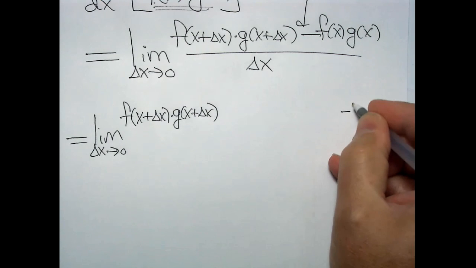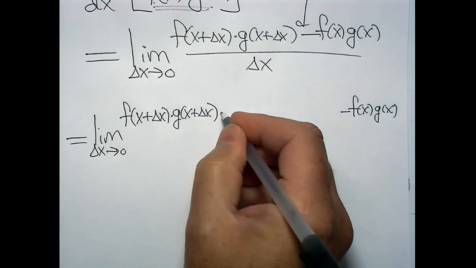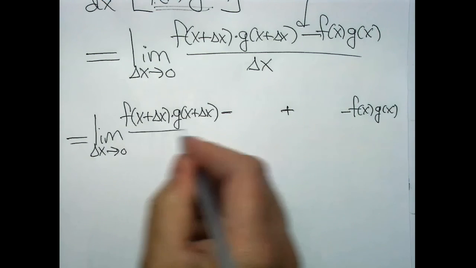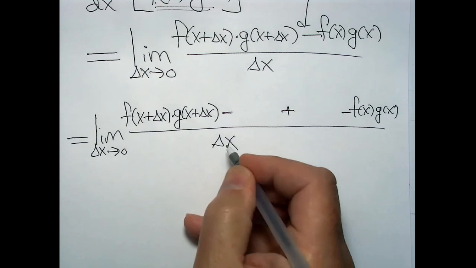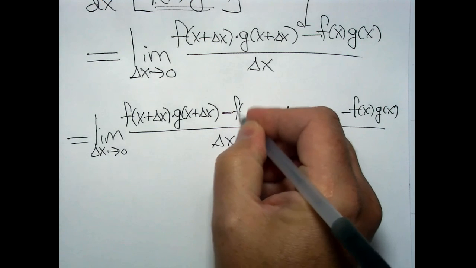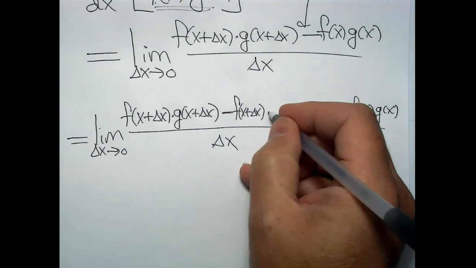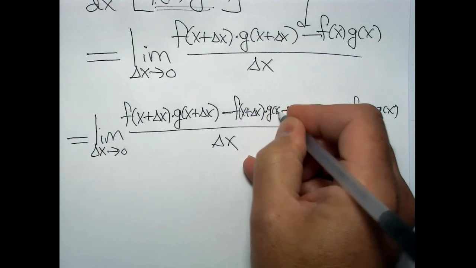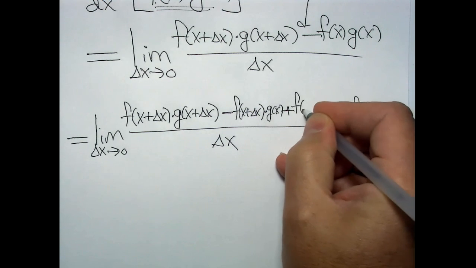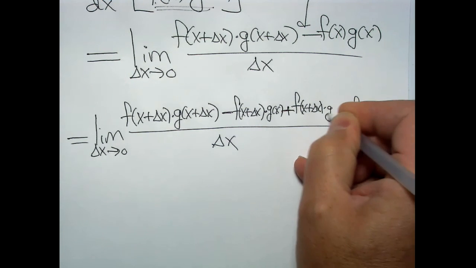And so this will be way in the back here. So let's subtract and add some quantity that will help us figure this thing out. Now the quantity that I'm going to add and subtract actually is going to be f of x plus delta x times g of x. And if I'm subtracting it, I'm going to have to add the exact same thing in. f of x plus delta x times g of x.